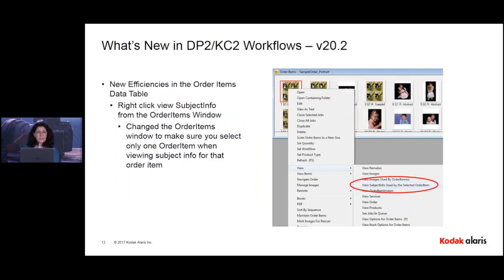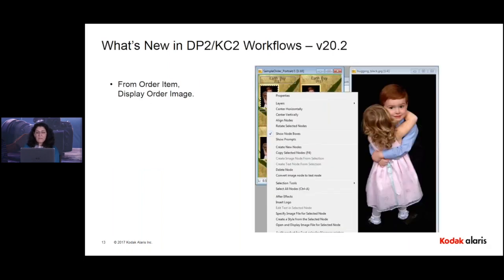So one of the other things that was added to the order items data table, and I know I can think of a couple of labs right off the top of my head who wanted this, is the ability to view the subject info from the order items so that you don't have to go digging through what order item is it, what image. You can actually go right to the subject info data table. So if you needed to correct something, say there was a misspelling or they got the wrong name, you now have direct access to that data right from the order item, which will be really handy in a lot of cases.